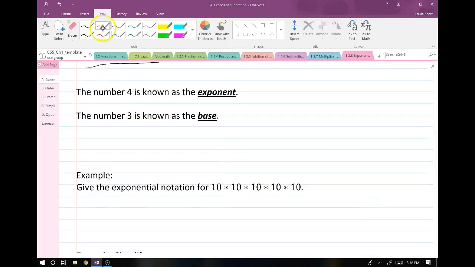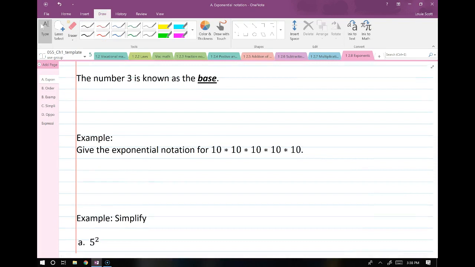Okay, so imagine they tried to get us to put this into exponential notation. So we have 1, 2, 3, 4, 5 copies of 10 multiplied together. 10 is the number being multiplied together, so that's the base. We write that down here. The number of times that 10 gets multiplied together, that's the exponent. That goes up top, right up here.